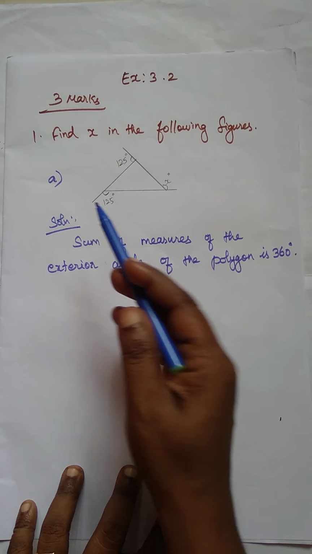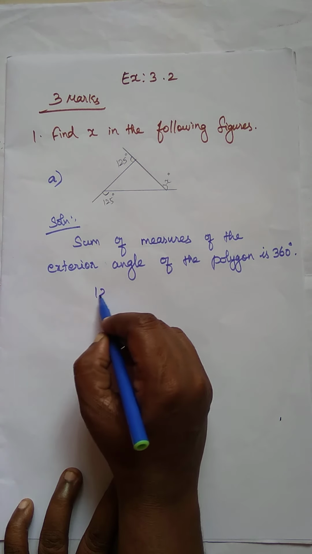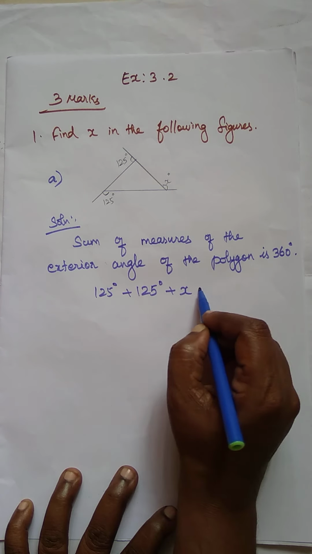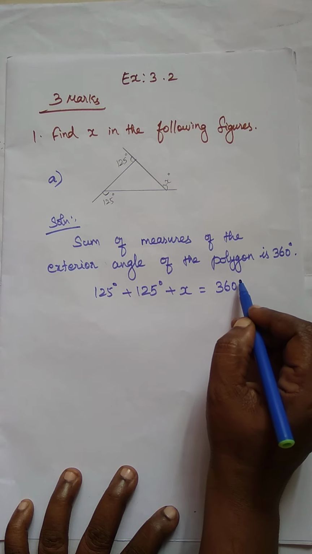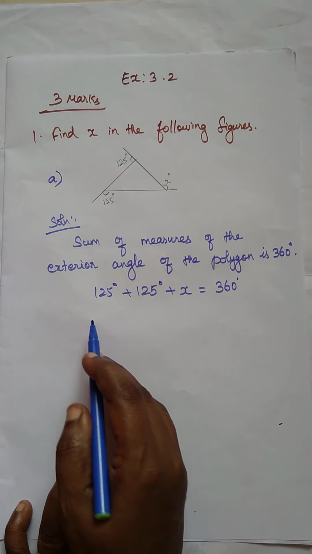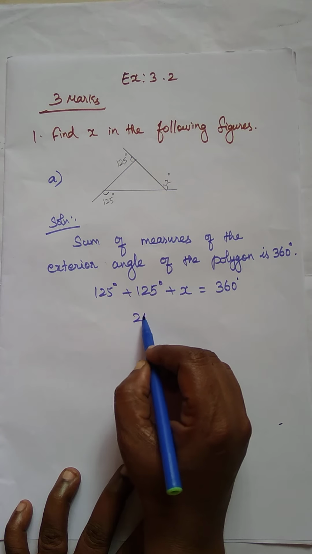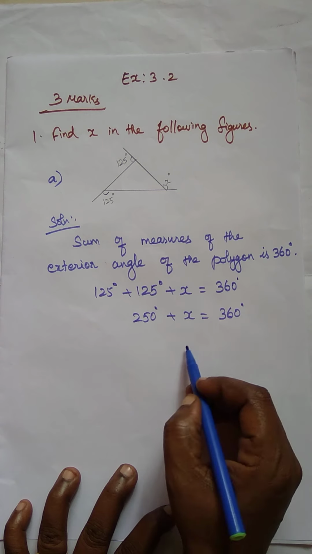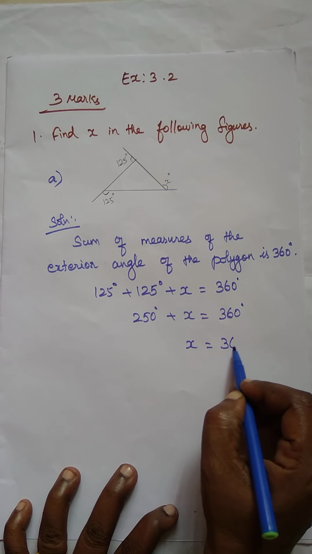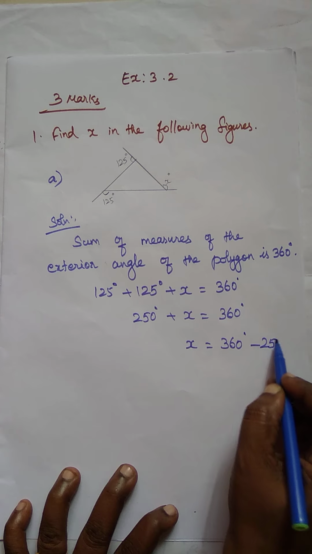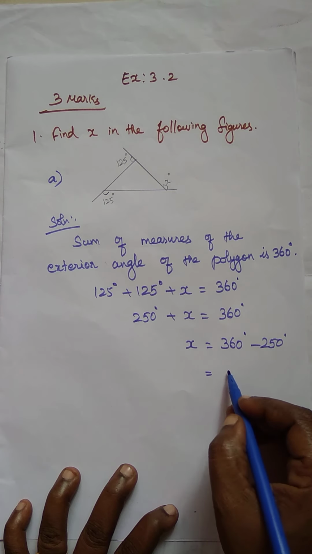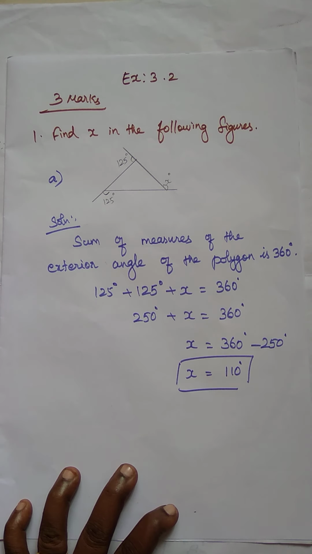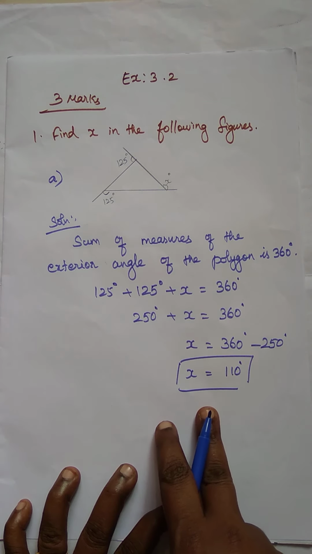Okay. Using that, what exterior angles are given? 125 degree plus 125 degree plus x is equal to 360 degree. So 125 plus 125 is 250 degree, plus x is equal to 360 degree. Now we find the value of x. So x is equal to 360 degree minus 250 degree is equal to 110 degree. This is the angle of x. Okay. So that only they are asking. We want to find the angle of x.